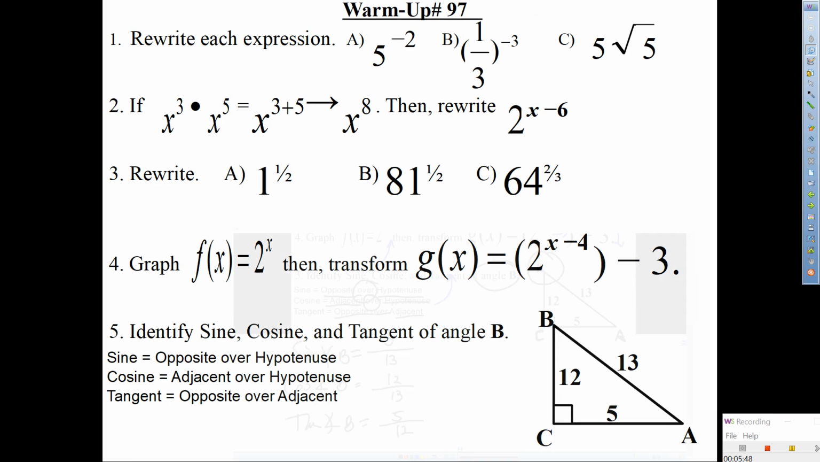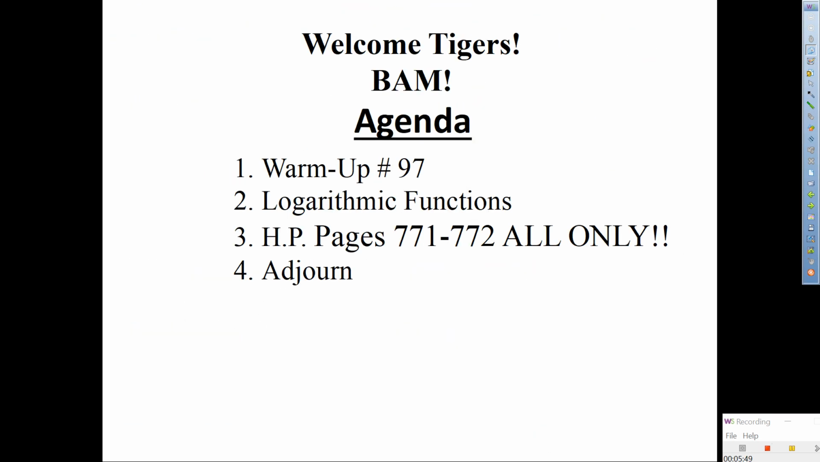Let's move on. Agenda. Copy this. Warm-up number 97. Logarithmic functions. And home plate for tonight, pages 771, 772, all only. Copy that and get a Cornell note, please. Ready?